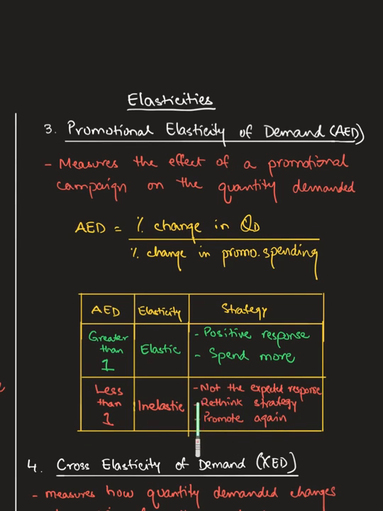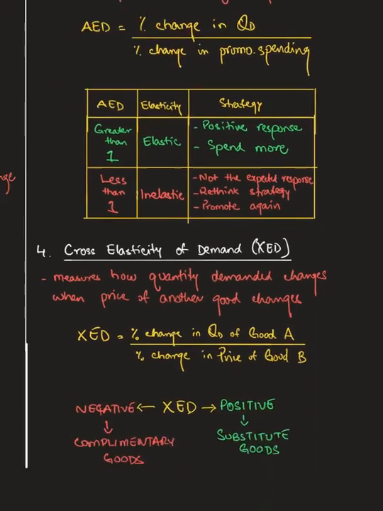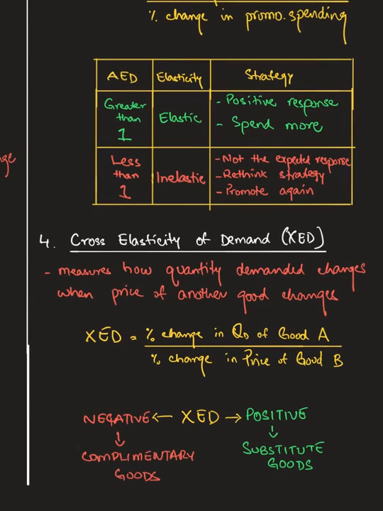So the business needs to rethink the strategy and then get back to promoting the product more. And finally, the last one is called cross elasticity of demand. This is where you start comparing two different products. You want to see how the demand of one product changes when the price of another changes. And there has to be a relationship between the two products for one to impact the quantity demanded of the other.